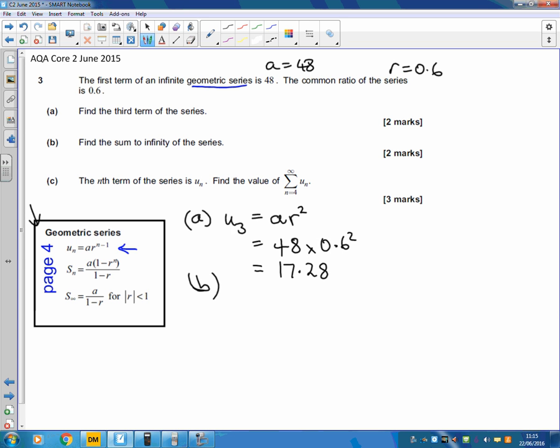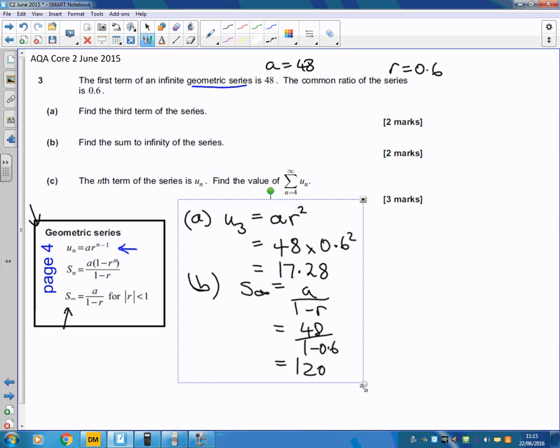Right, part B is asking us to find the sum to infinity. So we find the sum to infinity formula in the book. So the sum to infinity is A over 1 minus R, which is 48 over 1 minus 0.6, which again, you can put in your calculator and it will tell you it's 120. So straightforward so far, just using the formulae from the book.